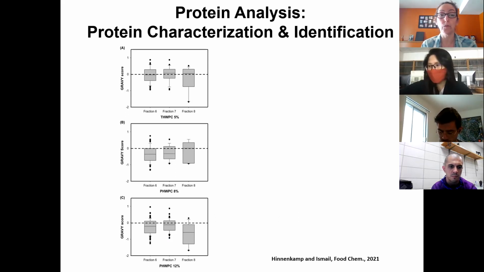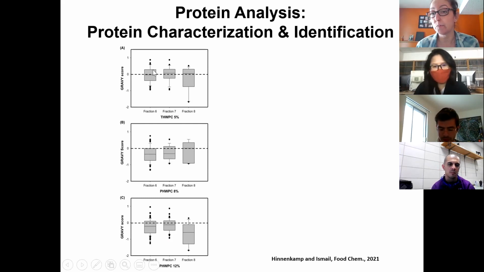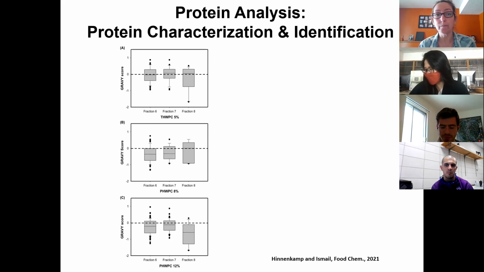So that was really cool because we were able to get something called a GRAVY score. A GRAVY score is the grand average score of hydrophilicity or hydrophobicity. Basically, any score above 0 means that the peptide is hydrophobic, and scores below 0 mean that the peptides are hydrophilic.